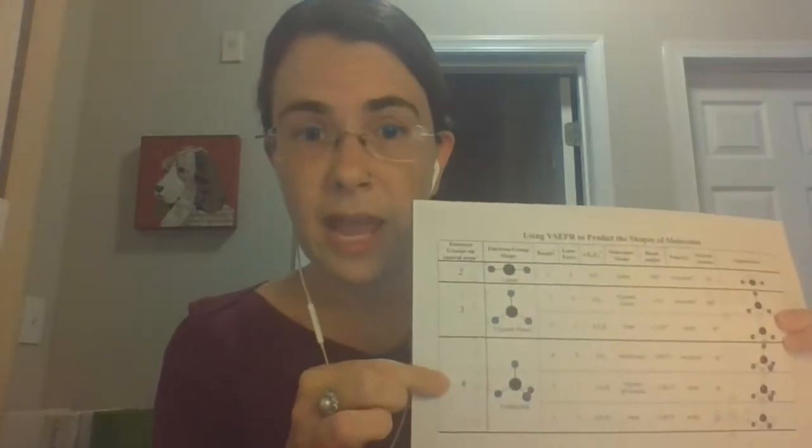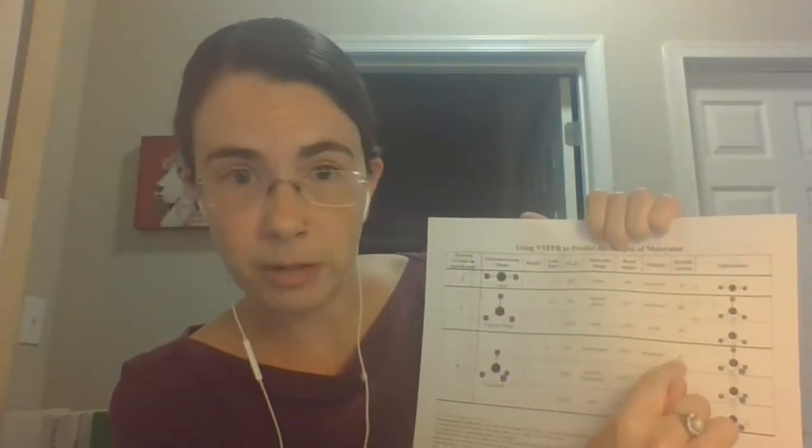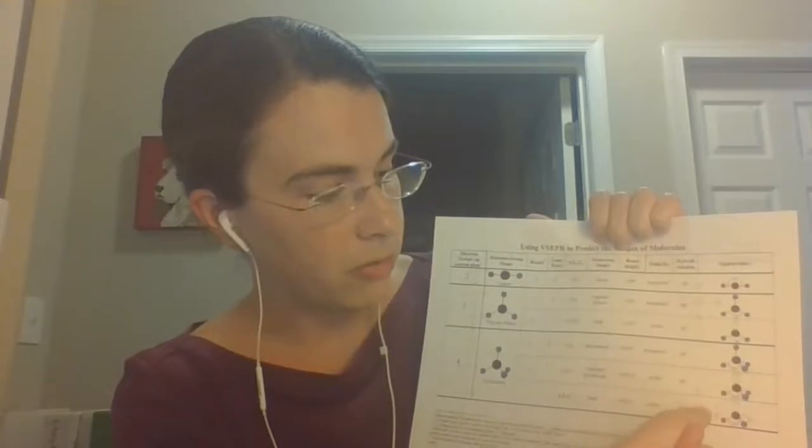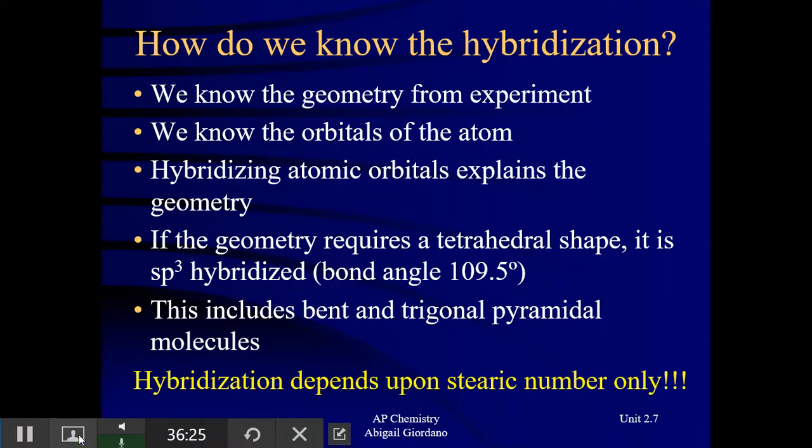All of the shapes that have 4 electron domains, look over here in the hybridization column. sp3, sp3, sp3. There's 4 electron domains, so what's the hybridization? S, P1, P2, P3. Anything that has 4 electron domains will have a hybridization of sp3. That includes bent and trigonal pyramidal.